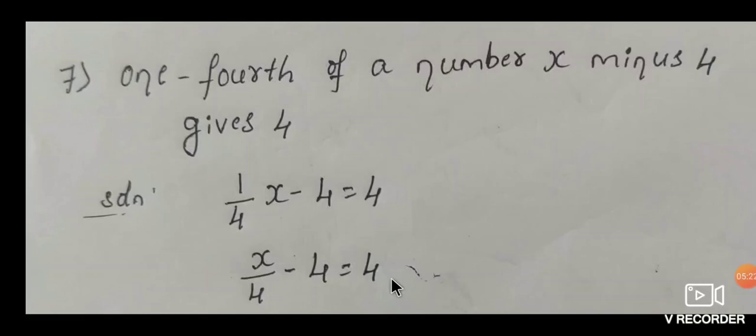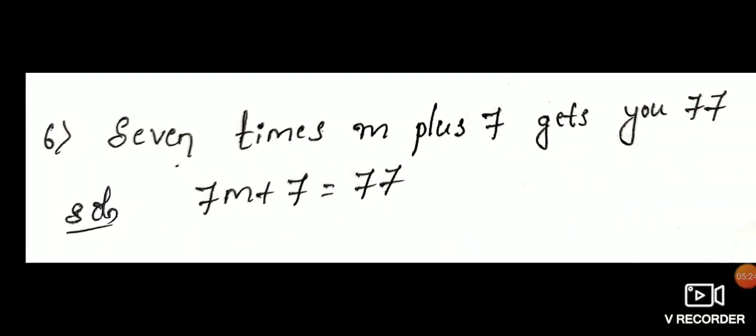Next, one more problem I took: 7 times m plus 7 gets you 77. How many times of m? 7 times of m, that is 7m. Now 7 times of m plus 7. Plus means plus sign. Plus 7 is equal to, that is you get, we get 77.